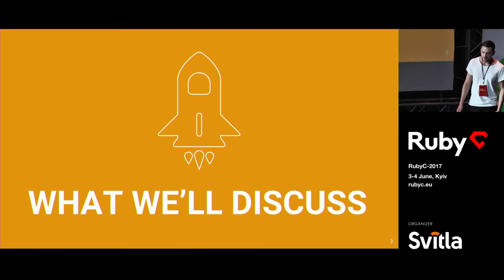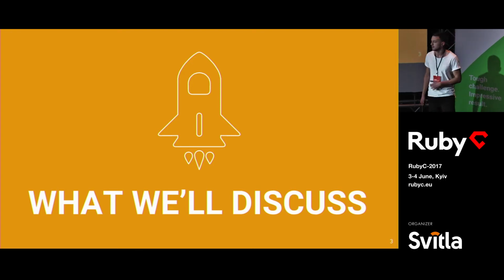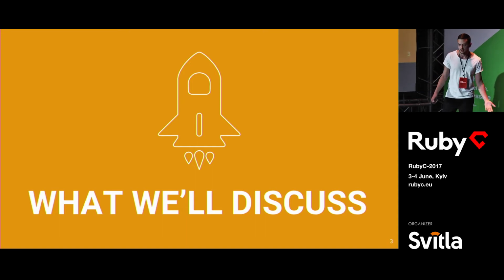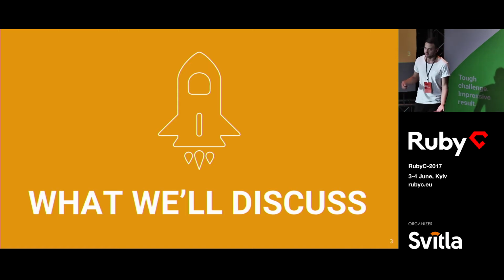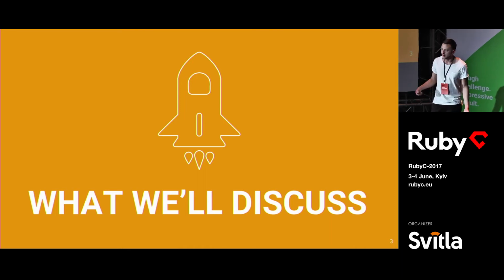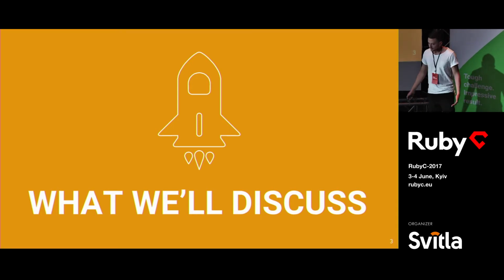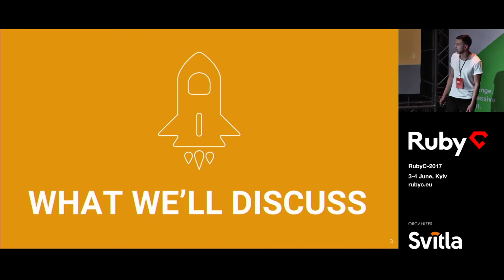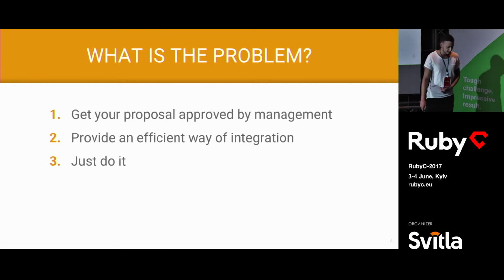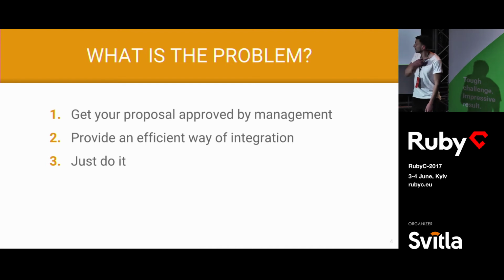The first problem is to push this proposal to the team, right? When you are working on a team, you have managers, team leads, or CEOs, and sometimes you have to fight with them because you need to provide the best arguments for why you need that integration, why you need to update to React or Angular or anything else. Sometimes that's problem number 1. The second problem is to provide an efficient way, as I already mentioned. And the third is just to do it, right?